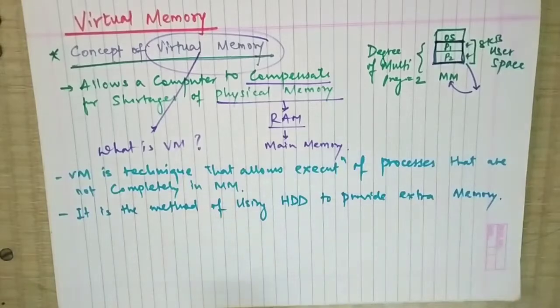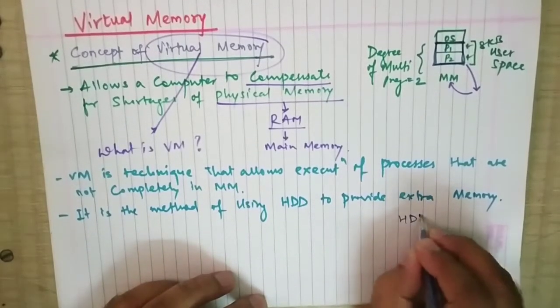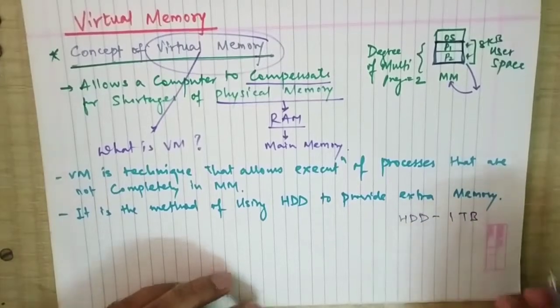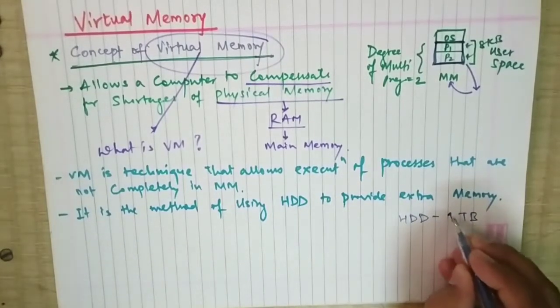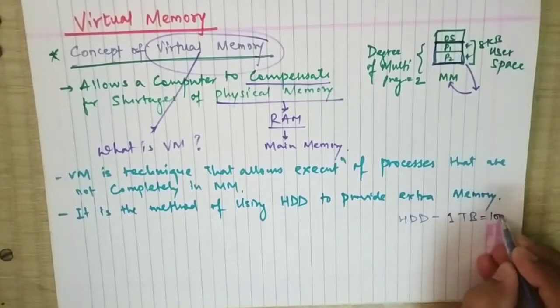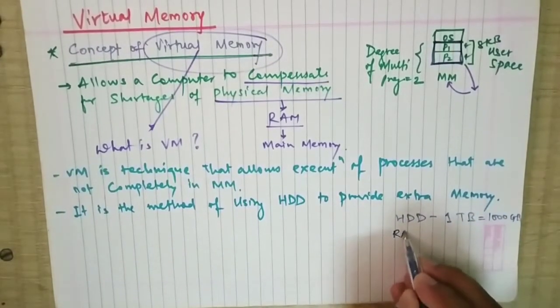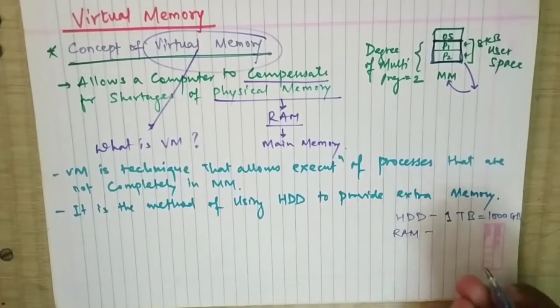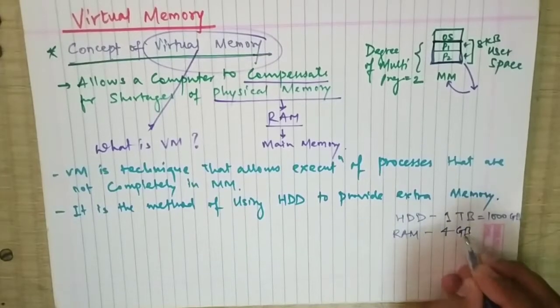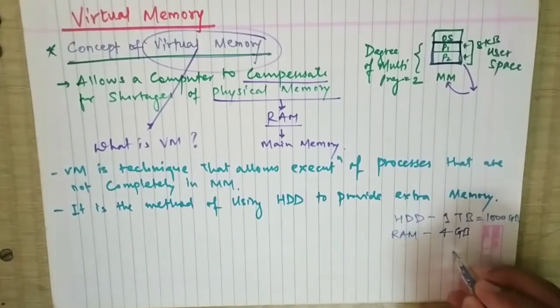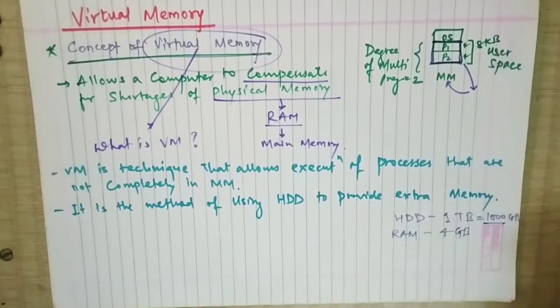As you already know, in our computer system we normally have a hard disk of almost 1 TB, or 500 GB. 1 TB is equal to 1000 GB. And your RAM, that is your main memory, is around 4 GB. The latest computers have 4 GB, 8 GB, whatever. So 4 GB is very little, and 1000 GB is very large.